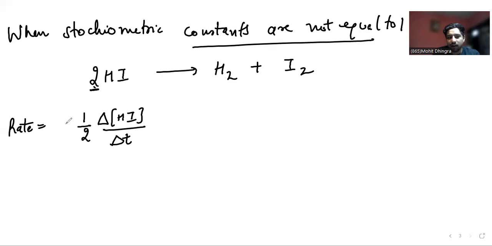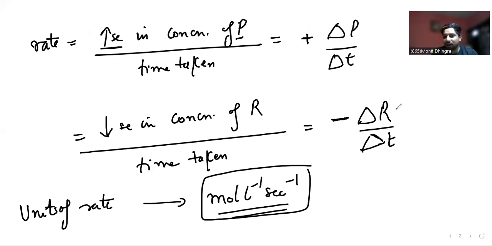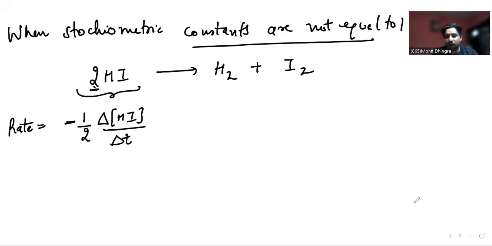Okay, and we will use a negative sign before this because this is the reactant. As its concentration is decreasing, we will be using a negative sign. The same thing that we discussed over here. So here the negative sign is used, and this 2 we will write as 1 by 2.